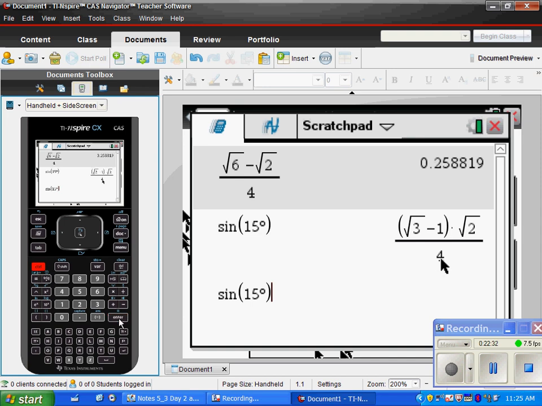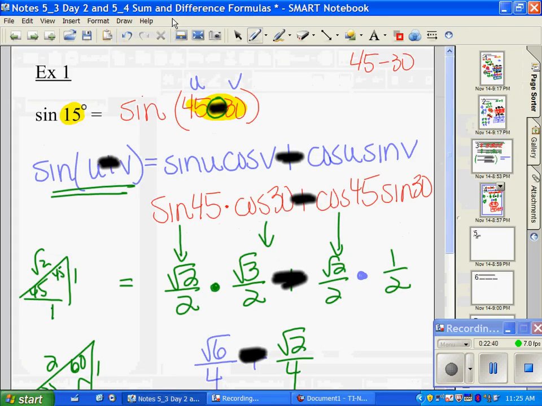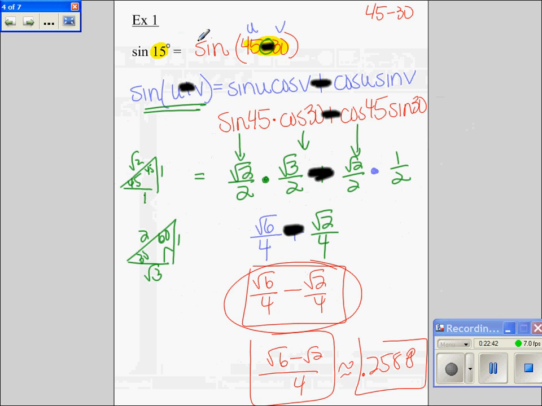Now, I don't think I hit Control Enter last time. Now you see I got the same decimal answer. So, same answers all the way across. The point of this was you were able to do this problem without a calculator. So the sum and difference problems will help us do this without a calculator.